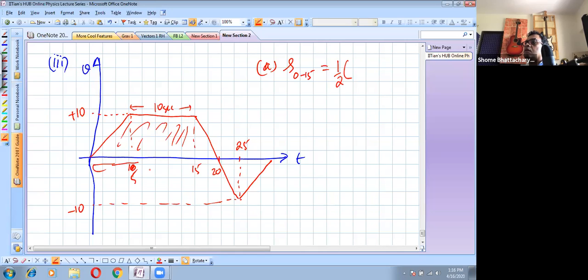So sum of parallel sides becomes 10 plus 15 multiplied by perpendicular distance between them. So that perpendicular distance is this one between them, because this is a 90-degree angle. So that perpendicular distance is 10 meters per second. So into 10. So as you can see, this is becoming 25 into 10, that is 250 divided by 2. So that is 125 meters. That is the displacement from 0 to 15 seconds. I'll also show you a formula-based method of doing this, but here, this is the easiest way of calculating.